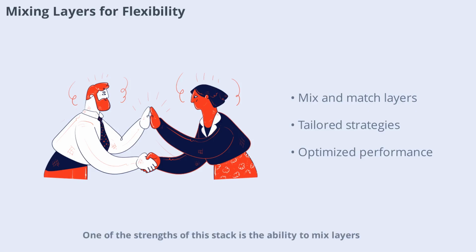One of the strengths of this stack is the ability to mix layers. You can use Spring Data JPA for most operations, but drop down to JPA or Hibernate for complex queries or performance optimizations. This flexibility lets you tailor your data access strategy to your application's unique needs.